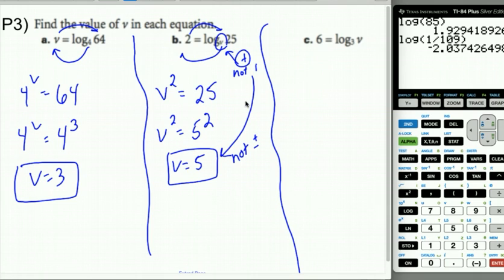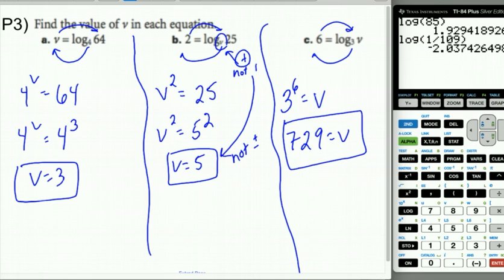It's just a 5. And then here, if we rewrite, 3 to the 6th equals v. So 3 to the 5th is 243, so we should be looking at 729. So 729 is v, and there's certainly nothing wrong with putting that in your calculator.